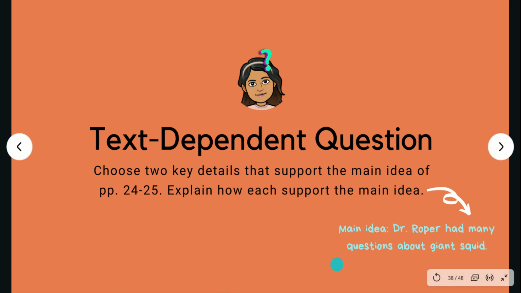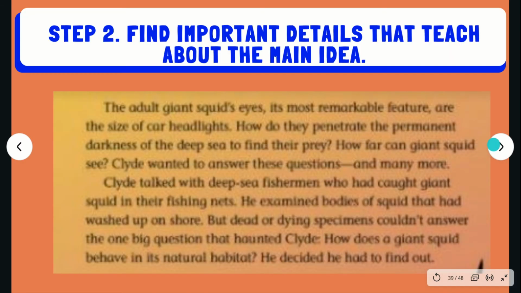Take a look down here. Our main idea was that Dr. Roper had many questions about giant squid. That means that we can easily move to step 2. And in step 2, we need to find important details that teach us about the main idea.